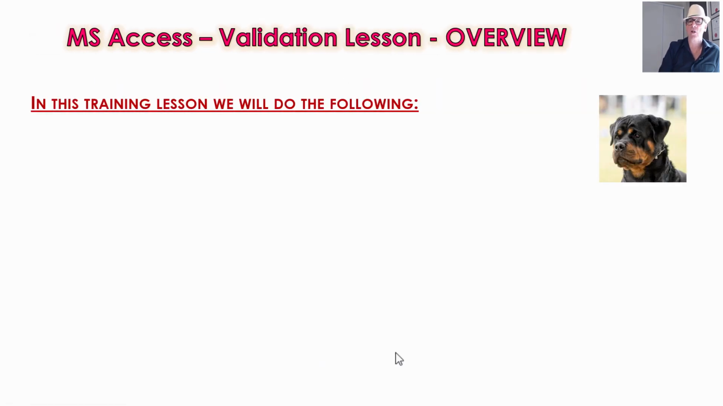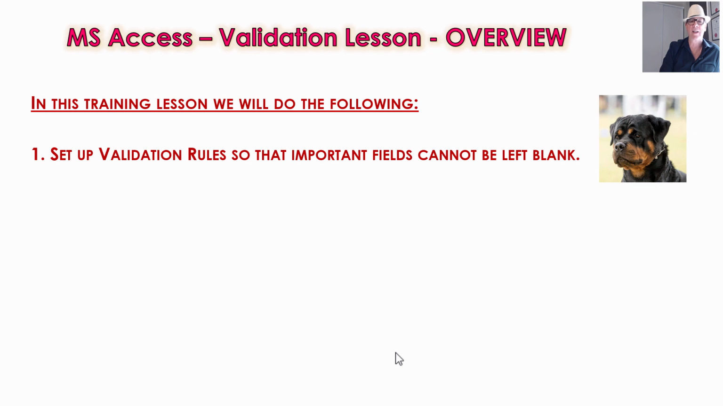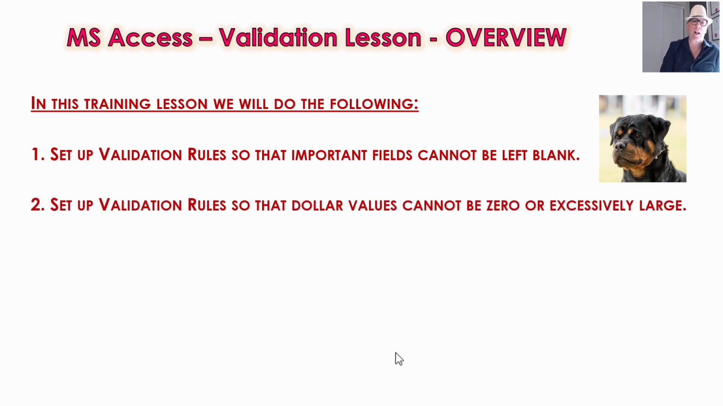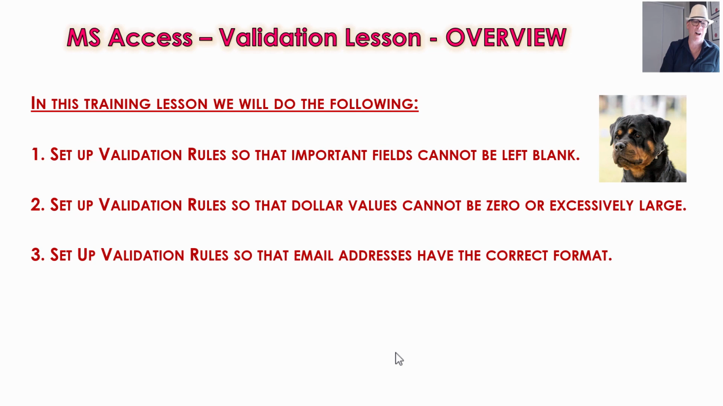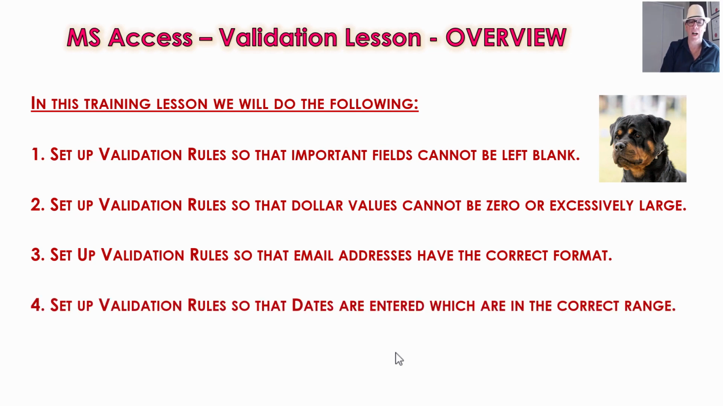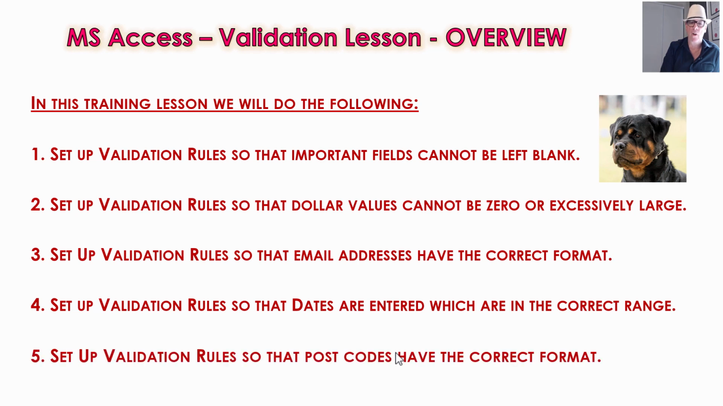All right, so the overview. In this training lesson, we will do the following. Set up validation rules so that important fields cannot be left blank. Set it up so that the dollar values don't get excessively large, like 45 trillion, and sometimes they cannot be zero either. Set up validation for the email address, for dates, for phone numbers, and for postcodes as well. Okay, so we're going to be doing all of that.